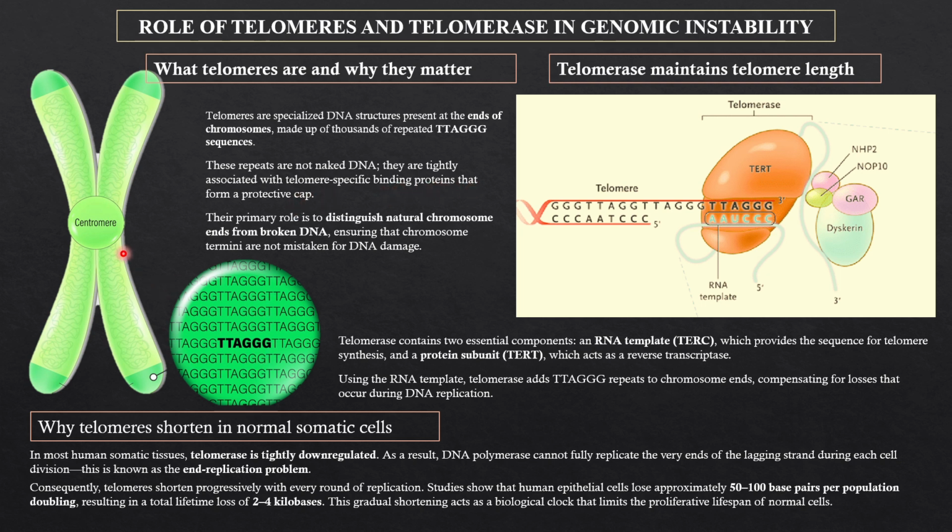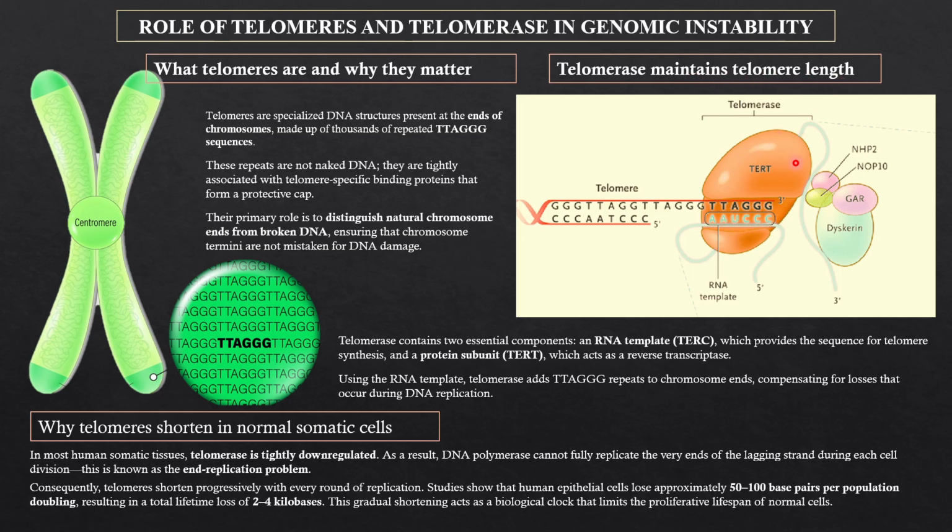You can see here in this image. This is the telomeric part, and their primary role is to distinguish the natural chromosome ends from the broken DNA, ensuring that the chromosome terminus is not mistaken for DNA damage. Telomerase basically maintains the length of the telomere.